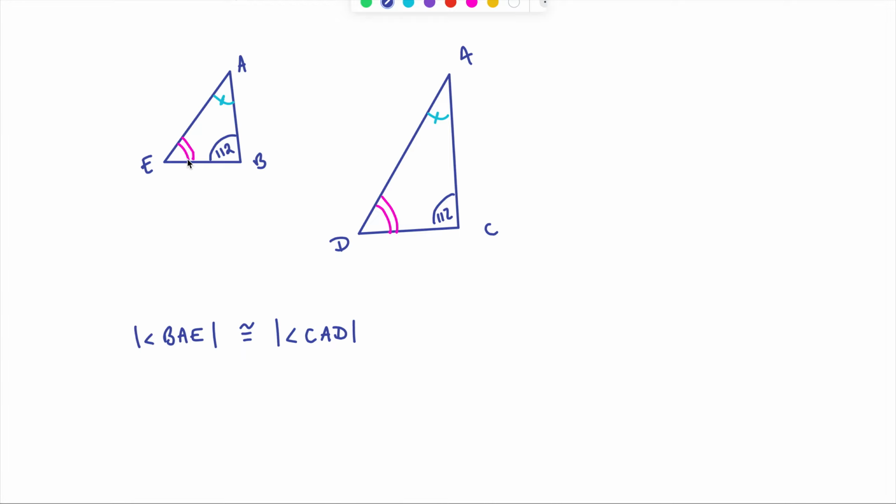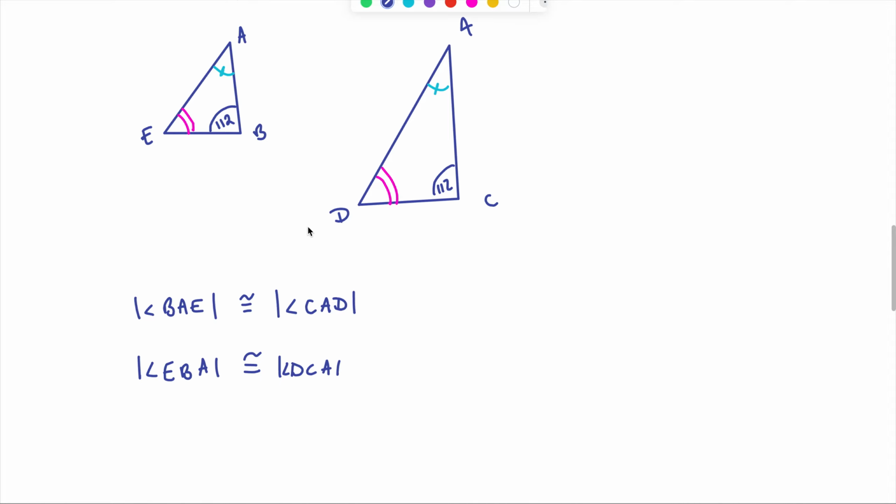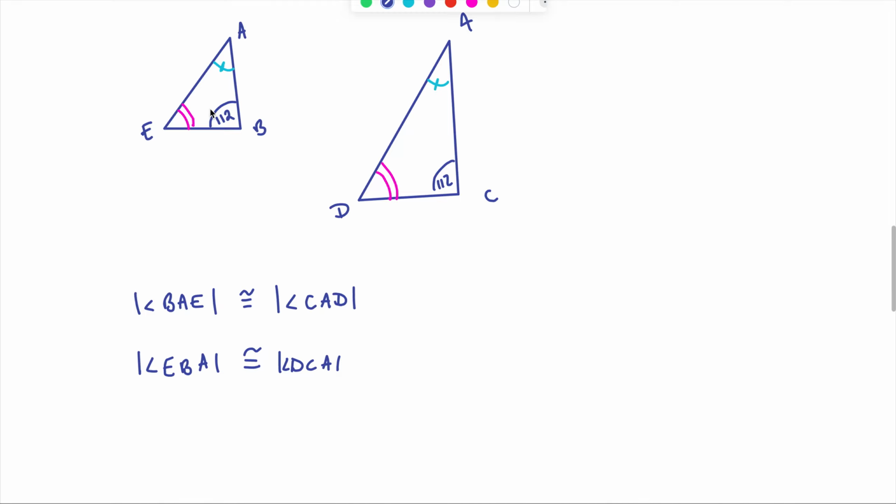Then I also know these two are congruent. They're exactly the same. So the measure of the angle EBA, so make sure you know how to label your angles, is congruent to the angle DCA. The last one then, we also know that this angle down here is the same. So we're going to have that angle AEB, that's the same as angle ADC. And then, since you've got three angles that are congruent, you have met the condition for similarity.